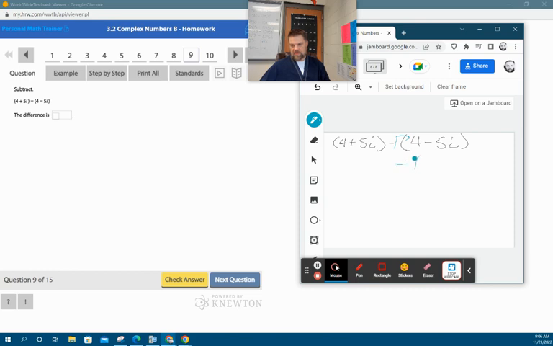So this becomes a -4, and then when I multiply -1 times the -5i, that just becomes a positive 5i. And over here, we're not changing anything, so you just leave that as 4 plus 5i. So then what we do is we identify what are the real numbers. So -4 and 4 are the real numbers. That equals 0. And then we identify what are the imaginary numbers. We have a positive 5i and a positive 5i. So we have 10i total.